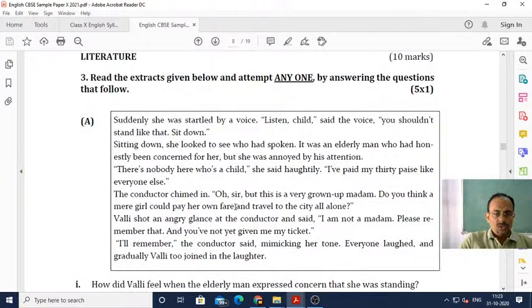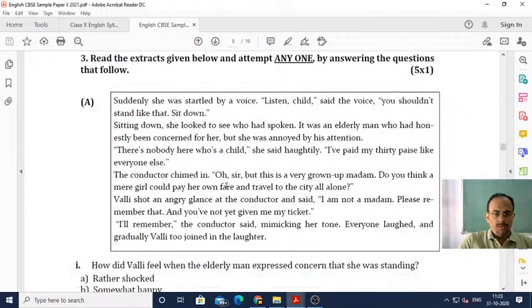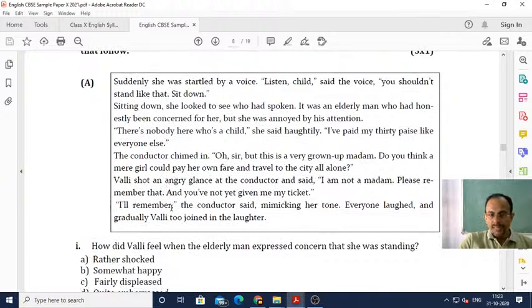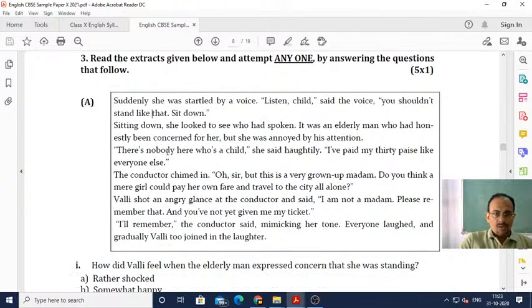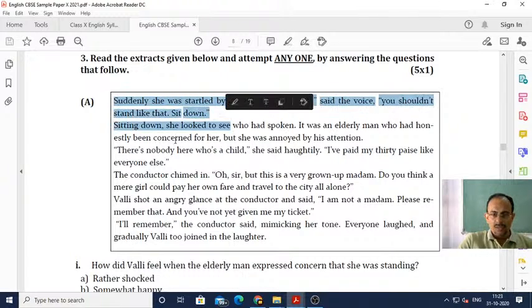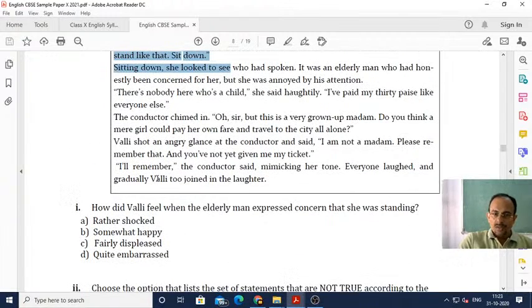See, dear students, this time I shall also give you extra questions like this from prose. Last time I gave you from poetry. This time I shall give you from prose. And see, the questions can be like this. Like, "Suddenly she was startled by a voice. 'Listen, child,' said the voice. 'You shouldn't stand like that. Sit down.'"